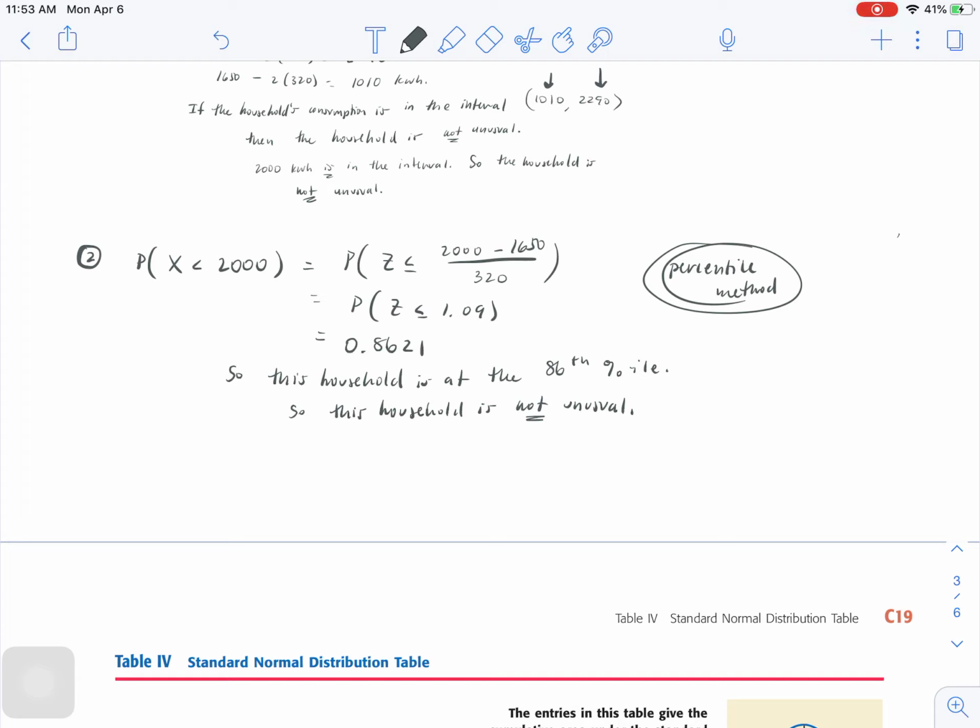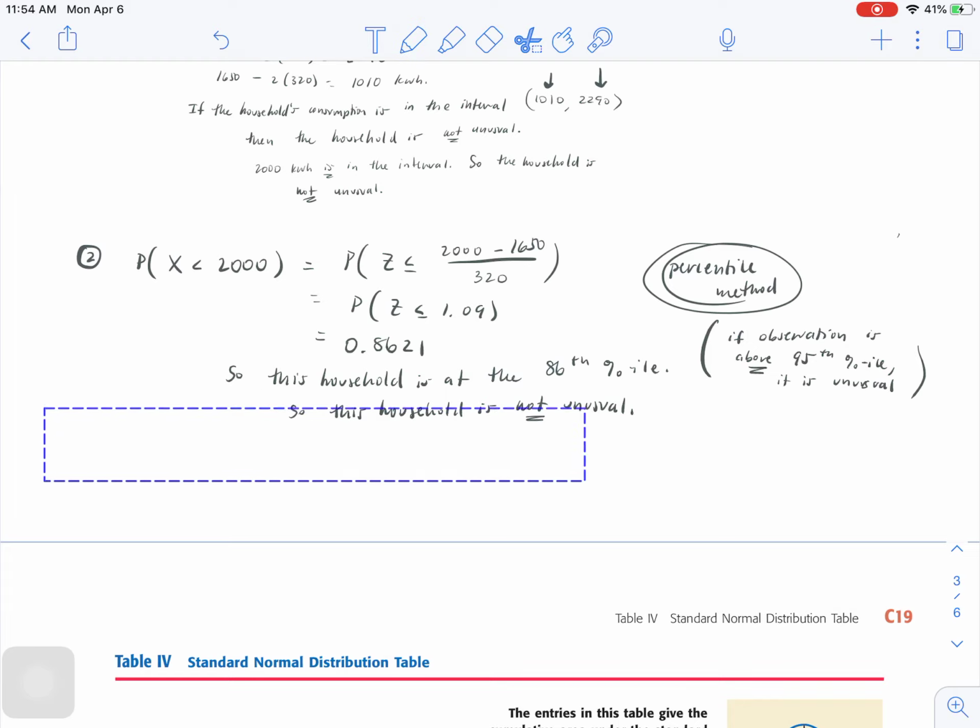In general, if our observation is above the 95th percentile, we say they're unusual. The 86th percentile is below the 95th percentile, so this household's not unusual. That's our second method.